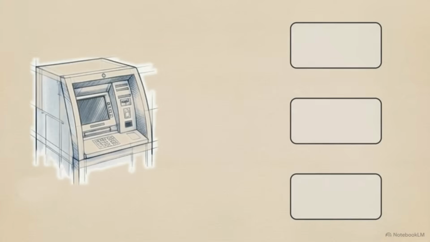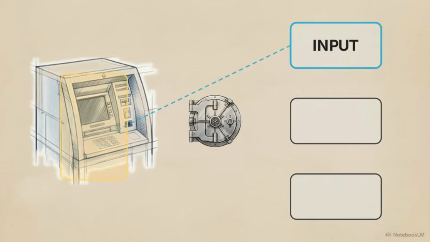To see how this map works in the real world, let's deconstruct a machine that seems completely different from a standard computer, an ATM. First, we identify the input. When you slide your card into the reader and type your code on the PIN pad, you are providing the system with the data it needs to start.